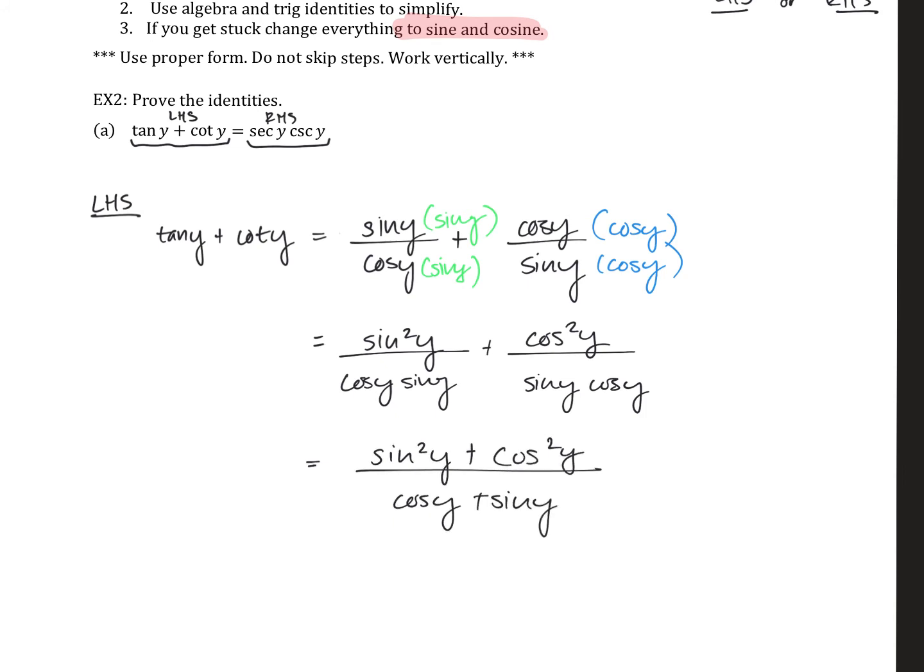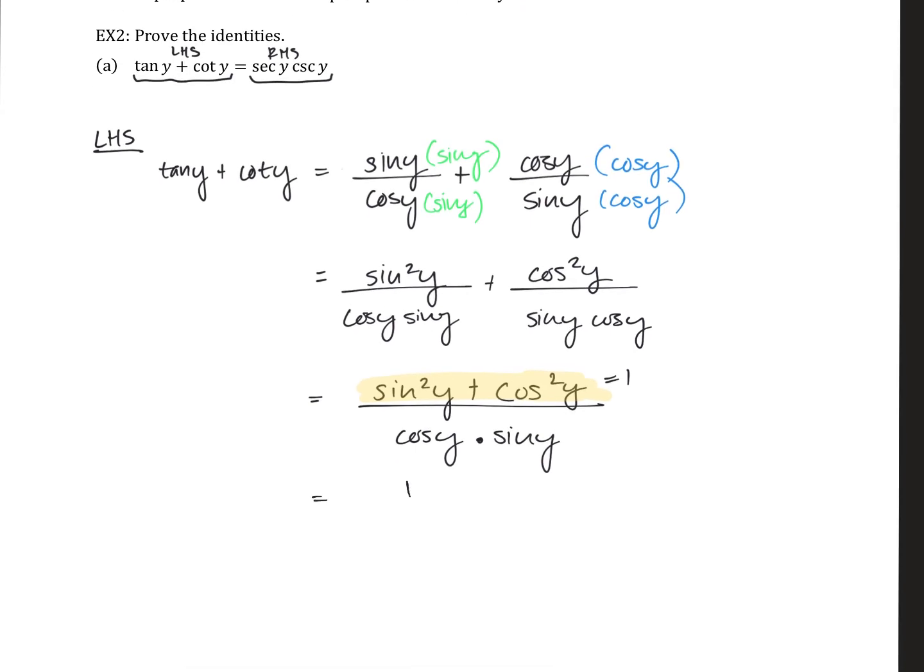Okay, once you've done that, pause a minute and take a look at what we have. Ooh, I see it. Do you see it? I hope you do. It's something I said to look out for. We have our lovely couple, sine squared and cosine squared y, which we know equal 1. Aha. So we can rewrite that as 1 over cosine y sine y. Are we any closer to making this equal to secant y cosecant y?